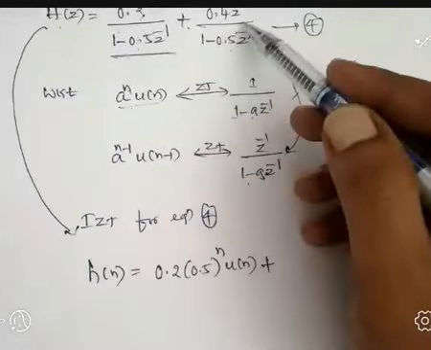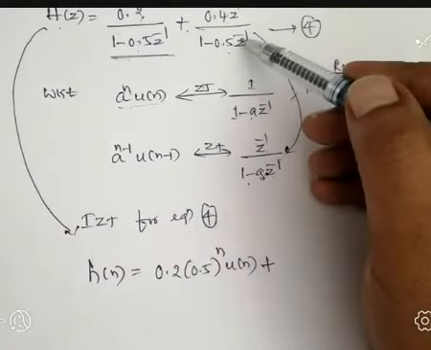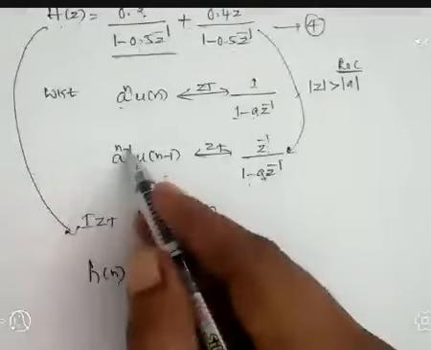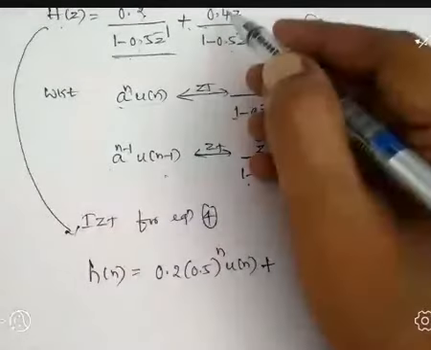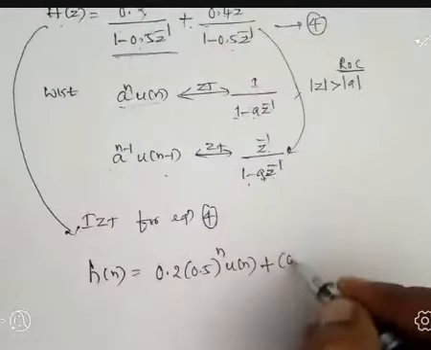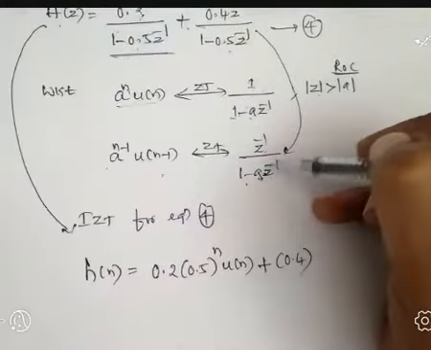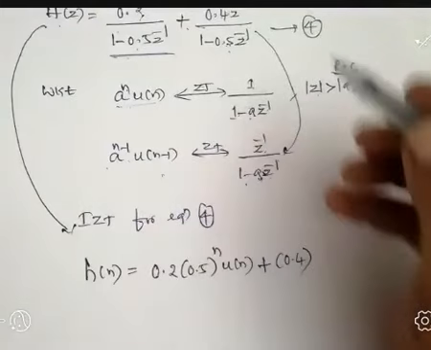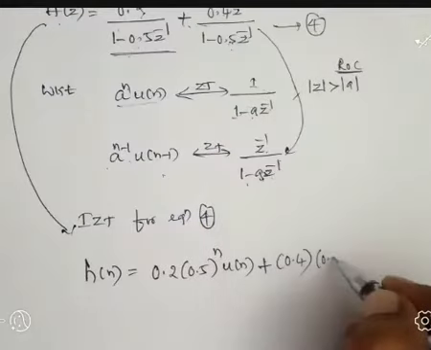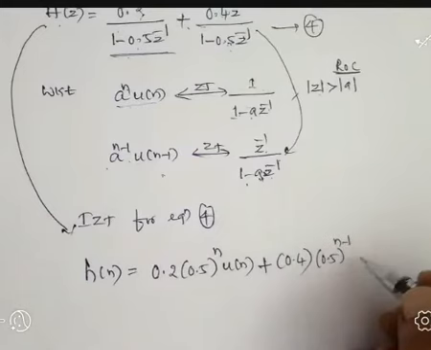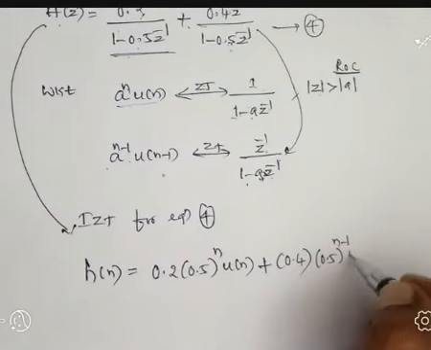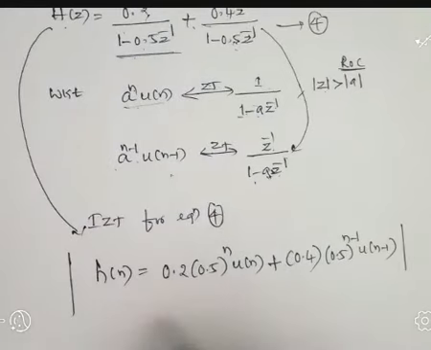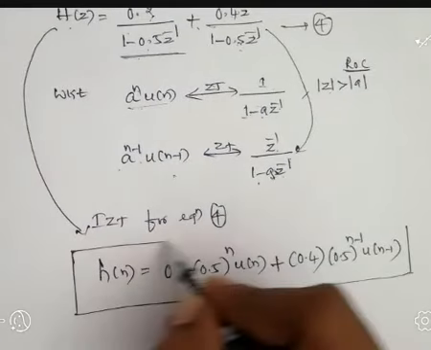If so, the inverse Z transform of this one we write like this: a to the power n minus 1. I write the constant term 0.4 as it is. Next, in place of a, 0.5 is there, hence it becomes 0.5 raised to n minus 1 and u of n minus 1. Yes, this is the answer. This is the impulse response of the given filter.